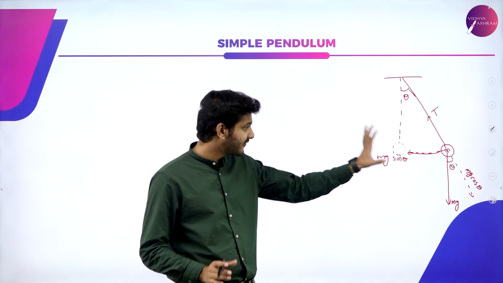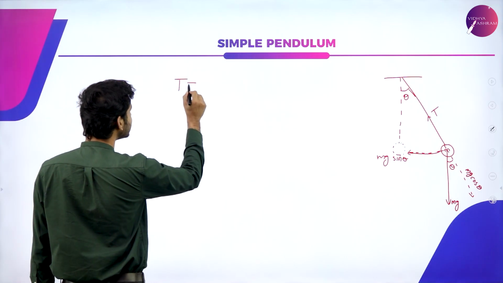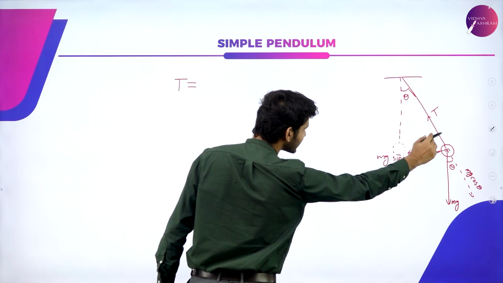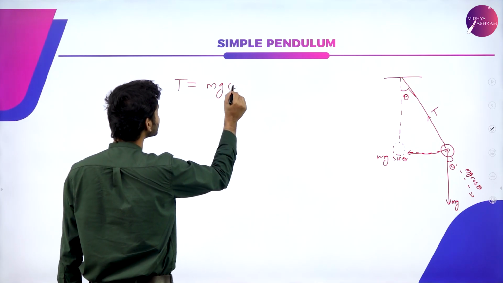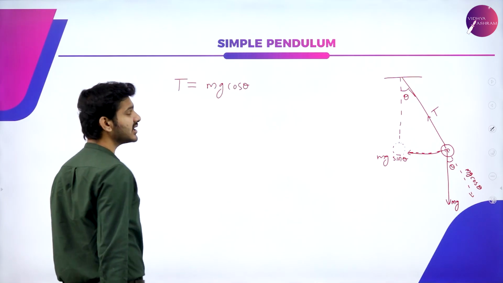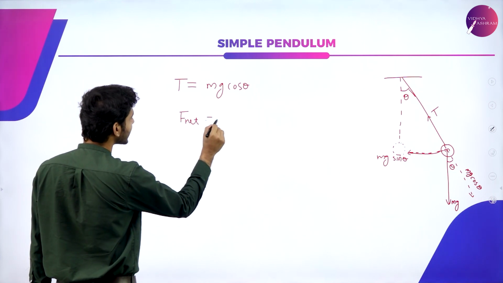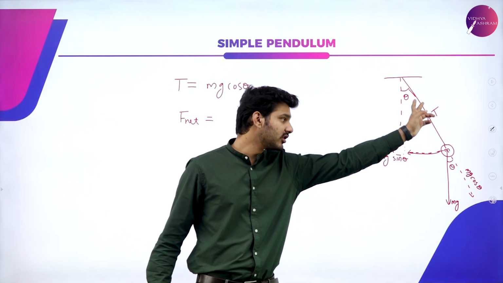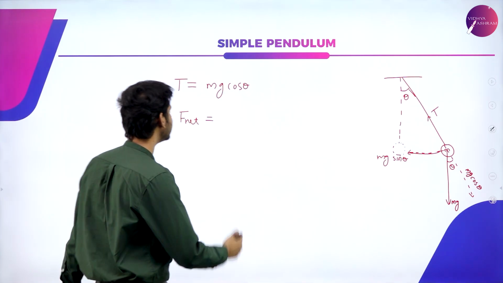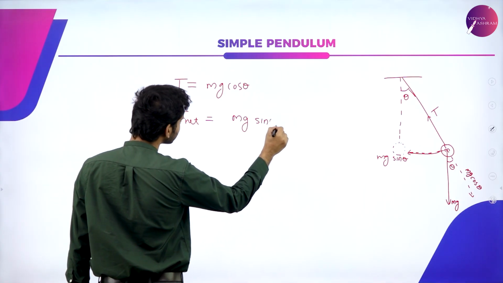So again, since the figure is complete now, I'm going to write down all the forces acting here. So T, that is this tensional force, is equal to mg cos theta, which will cancel each other out. And the remaining net force, that is the net force that is in effect right now, is only one force, leaving aside all the other forces, and that is mg sin theta.